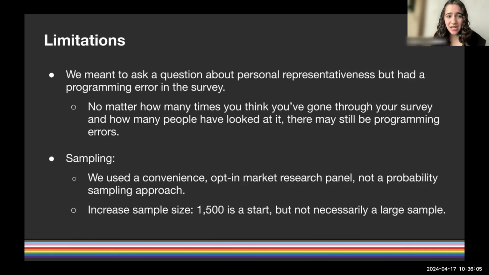So, some limitations. We meant to ask the question about personal representativeness, but we had a programming error in the survey, so that we would have had these three separate constructs. It's a reminder that no matter how many times you look at a survey or how many people look at it, it happens sometimes.